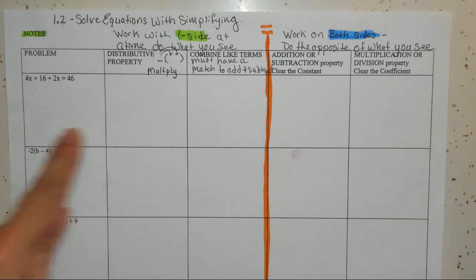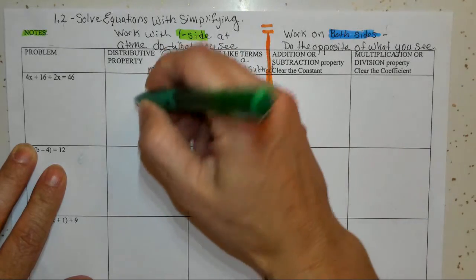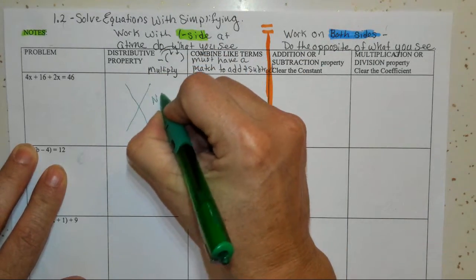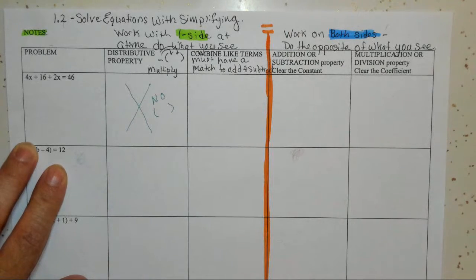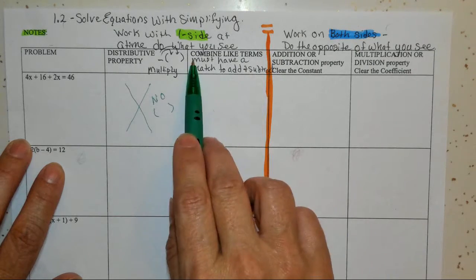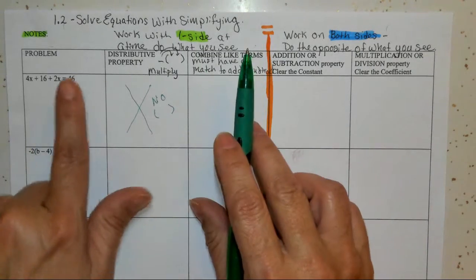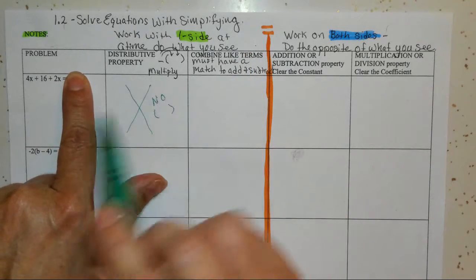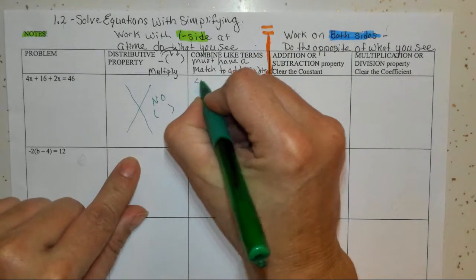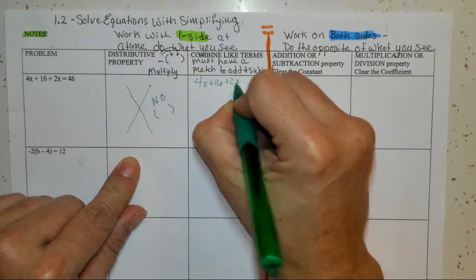So first of all, we have to determine, do I need to use the distributive property? And in this problem, I don't. The reason is there are no parentheses. So now I move to the next check. Do I need to combine like terms? This is where we're looking at one side at a time. So over here, are there like terms? And the answer to that is yes. So we're going to copy this equation and start it right here.